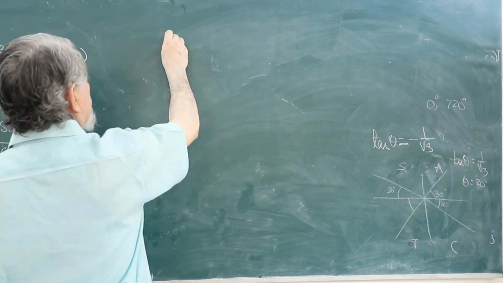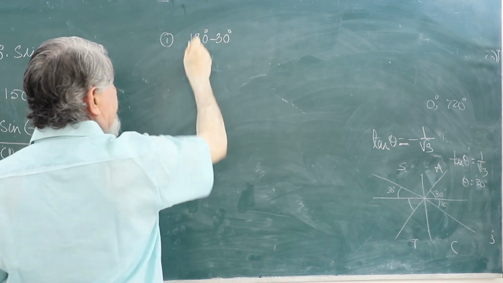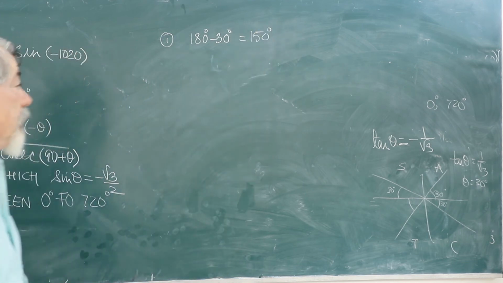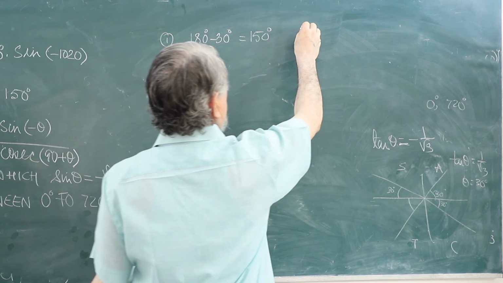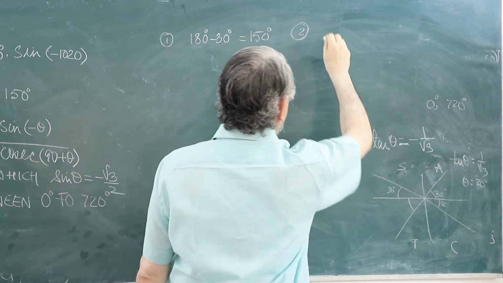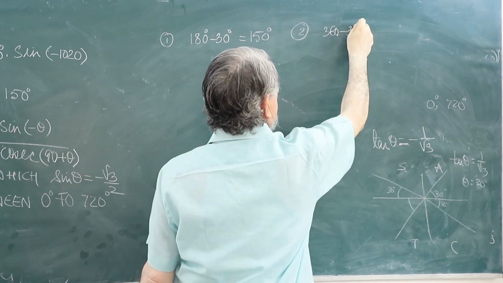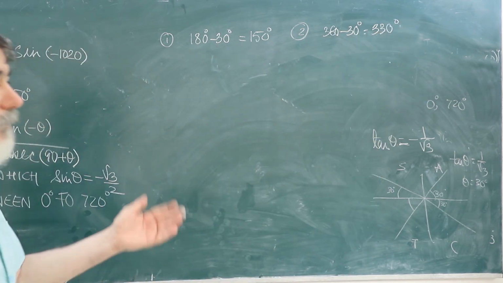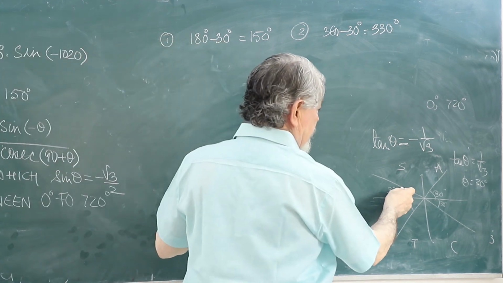So in the second quadrant, the first value can be 180 minus 30. If from 180 I subtract 30, I'll get 150, and tan 150 will give you minus 1 by root 3. Then if I come to the fourth quadrant, 360 minus 30 will give me 330, which will again be a negative value.